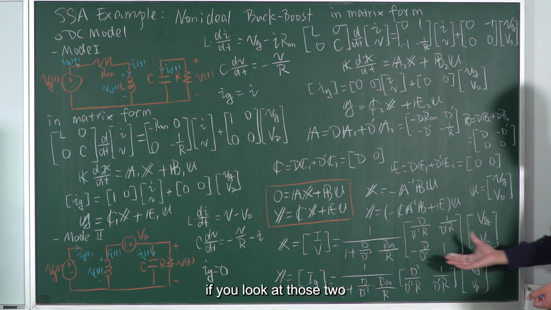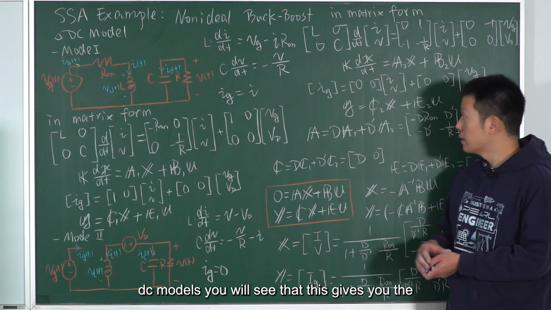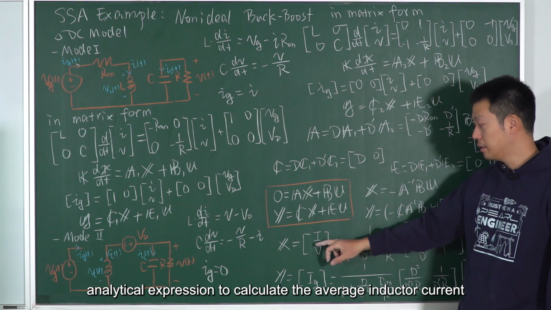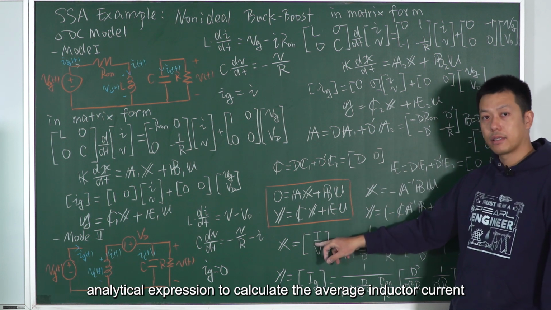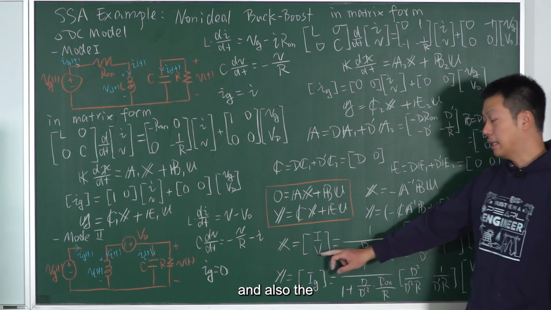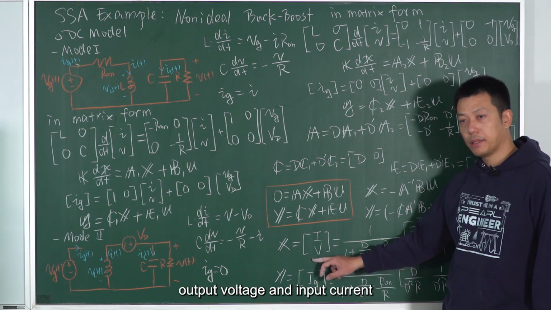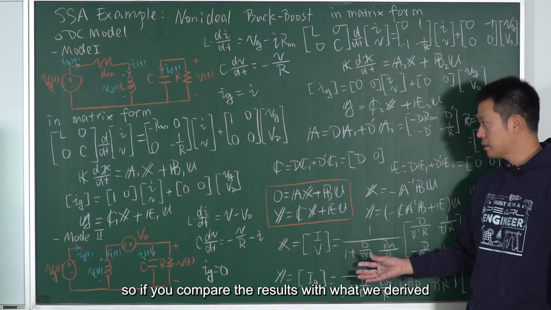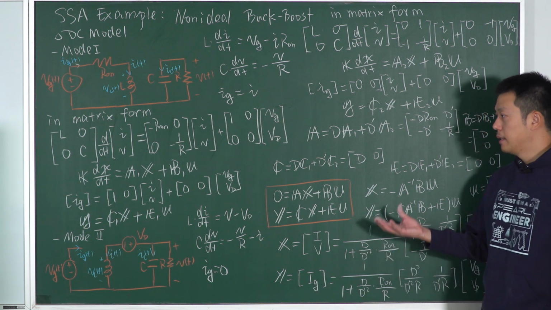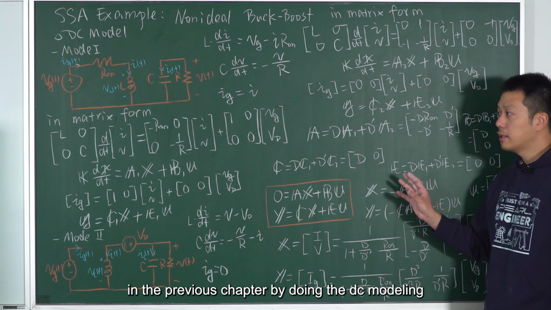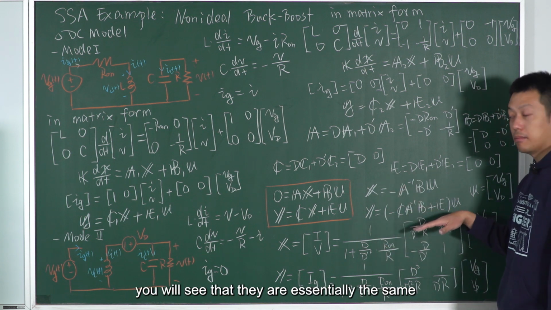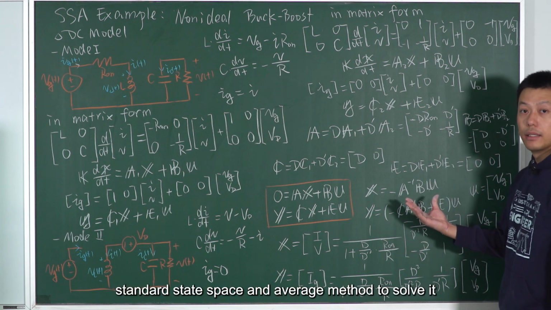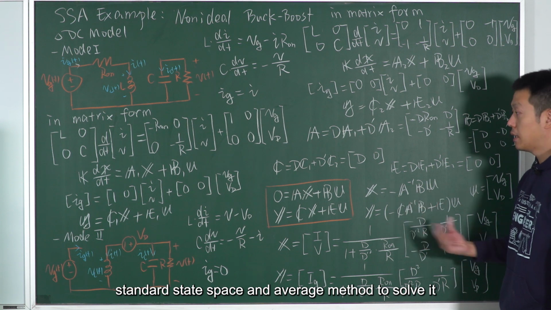If you look at those two DC models, you will see that this gives you the analytical expression to calculate the average inductor current, and also the output voltage and input current. If you compare the results with what we derived in the previous chapter by doing the DC modeling, you will see that they are essentially the same. But here we can use the standard state space and average method to solve it.